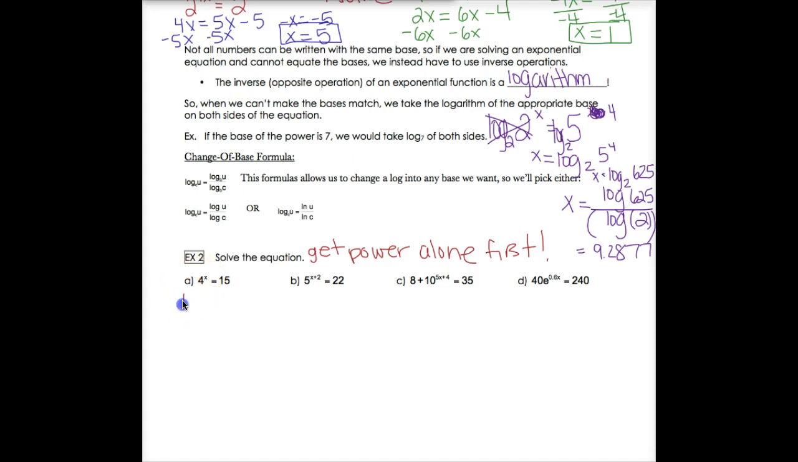So this base is 4. So the base of my log needs to be 4. So I'm going to take log base 4 on both sides. Once I do that, I get to use my special property here. When the bases match, the log and bases cancel. So I've got x equals log base 4 of 15. Now I can use my change of base property, log of big divided by the log of the small, to come up with my solution.